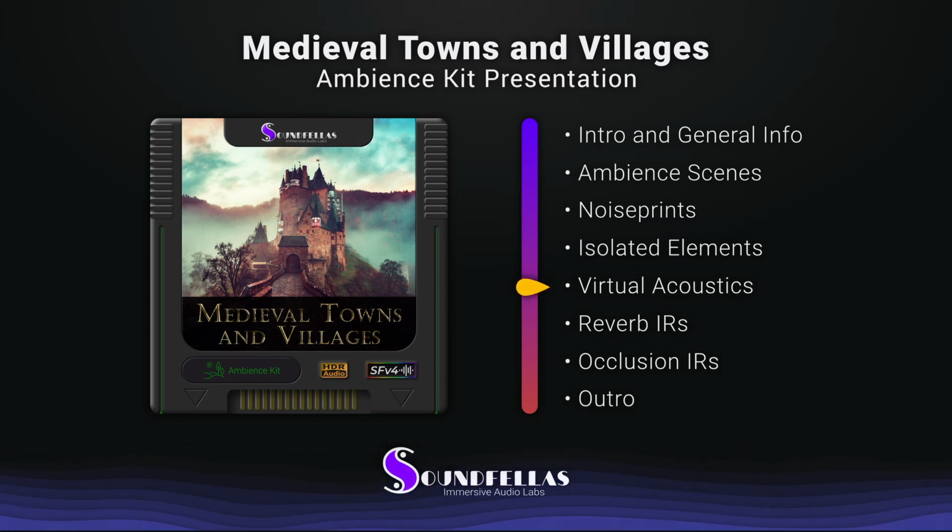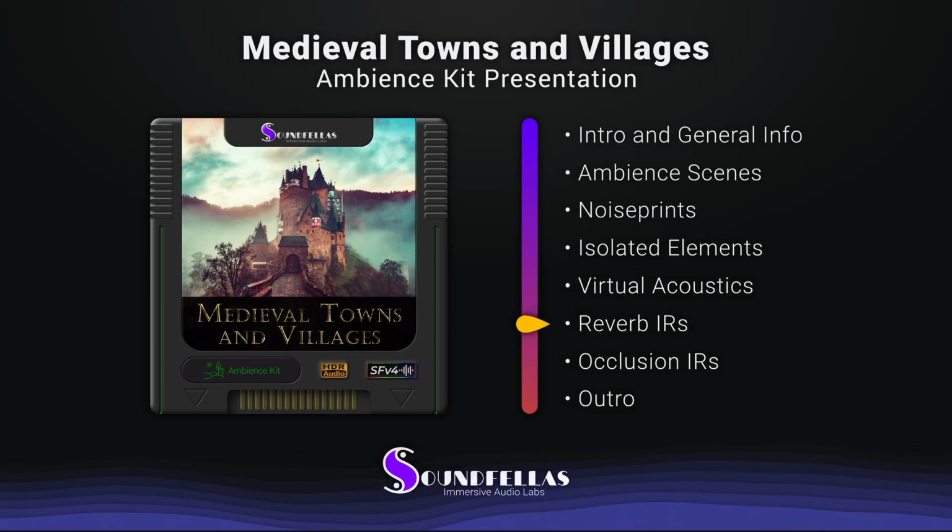It's worth noting that by using the noise prints together with the isolated elements you heard in the previous two parts of this presentation, you can create new ambiances of your own. But to combine various sounds in a consistent and believable way, you need acoustics, which brings us to the next parts of the library. Impulse responses that simulate reverb and occlusion.